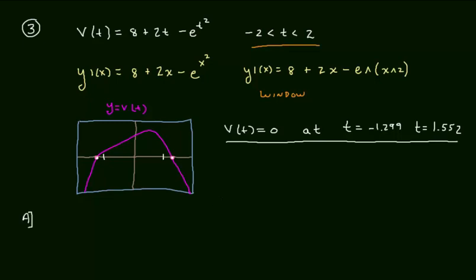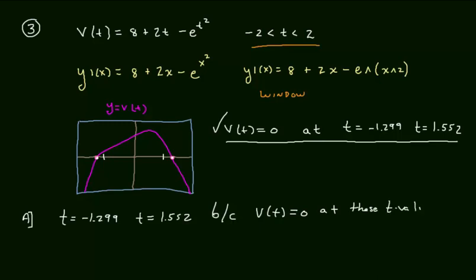Let's answer the questions. At what time on the interval -2 to 2 is the particle standing still? Well, we just learned about this. So we're going to say t equals, a little bit redundant, doesn't hurt that I wrote this somewhere else just for reference, t equals -1.299 or t equals 1.552, and that is because v of t equals 0 at these t values. We have an answer and a justification.